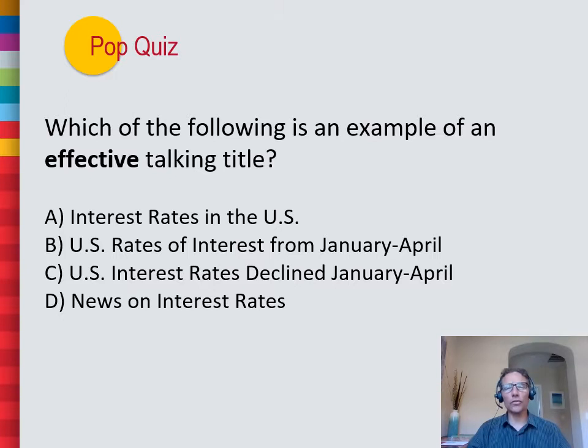So for this example, which of the following is an example of an effective talking title? The answer would be C. U.S. interest rates decline January to April. So you see the difference there. So you want to try to use talking titles, make your titles informative where they actually kind of explain what's going on with the graphic.